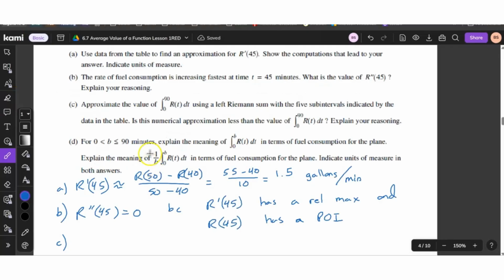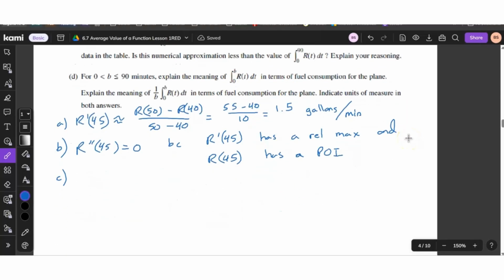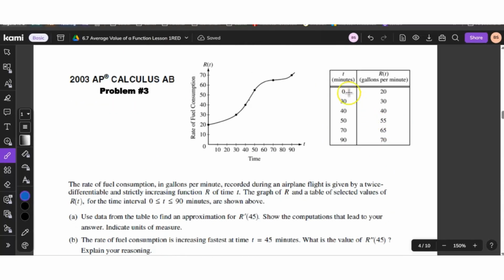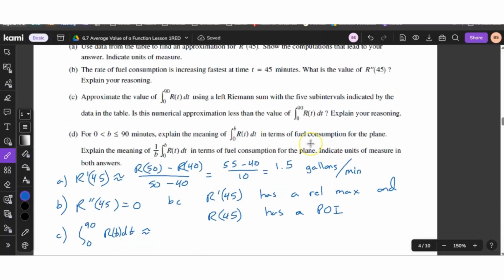So C, approximate the value of the integral from 0 to 90 of r(t) dt using a left Riemann sum with 5 subintervals indicated by data in the table. Is this numerical approximation less or greater? So let's start by just actually doing that. So the integral from 0 to 90 of r(t) dt can be approximated. Now we gotta go look, right? So our first one is going to be 30 minutes wide by our left hand, which would be 20 high.